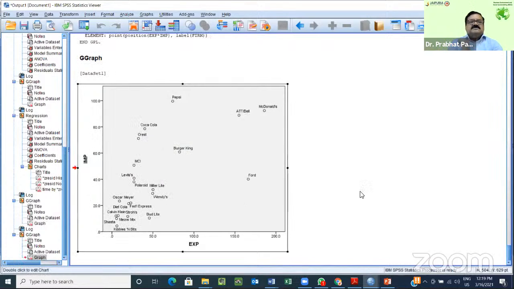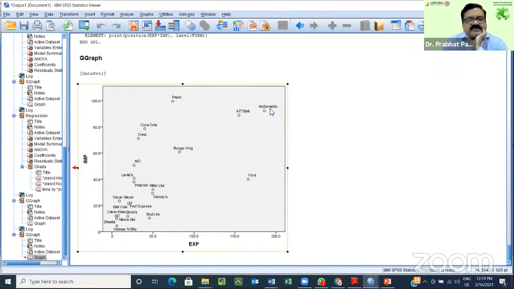So beautiful, you see. Expenditure on one side, impression on the other side, and you can see how different companies are performing. And we find that this scatter dot, if we talk about the advertisement efficacy of McDonald's, McDonald's is spending a lot of money on advertisement, much higher than Pepsi. But the impression retention of the Pepsi ad is much higher than McDonald's. So it makes me very clear that the effectiveness of McDonald's advertisement is not as high as Pepsi's.